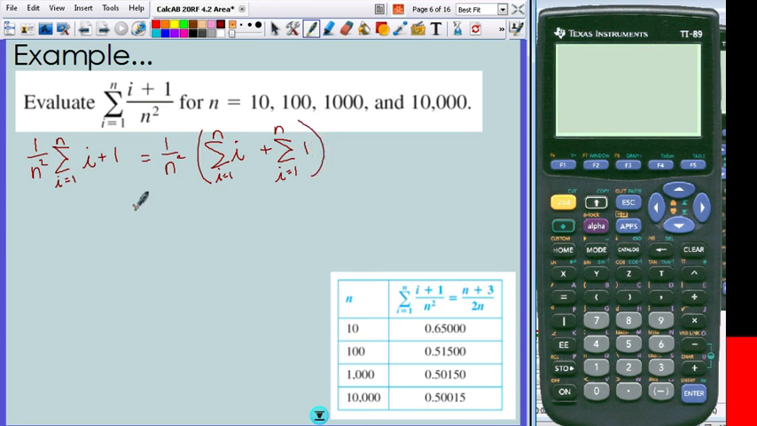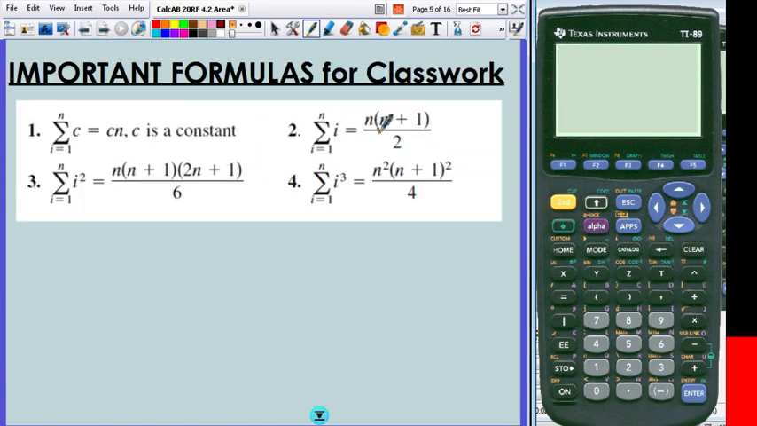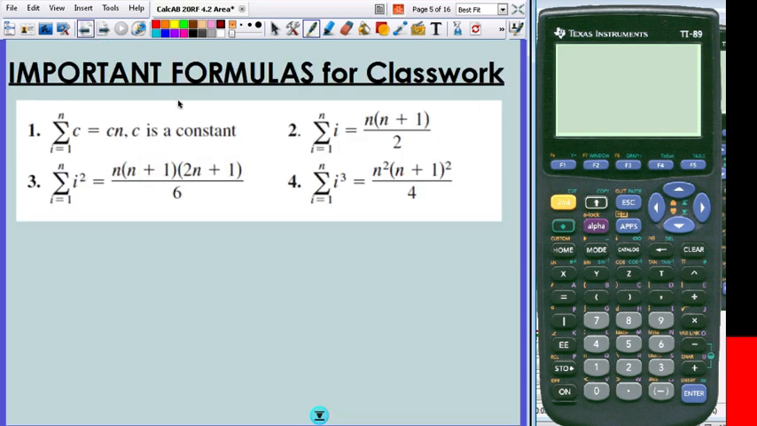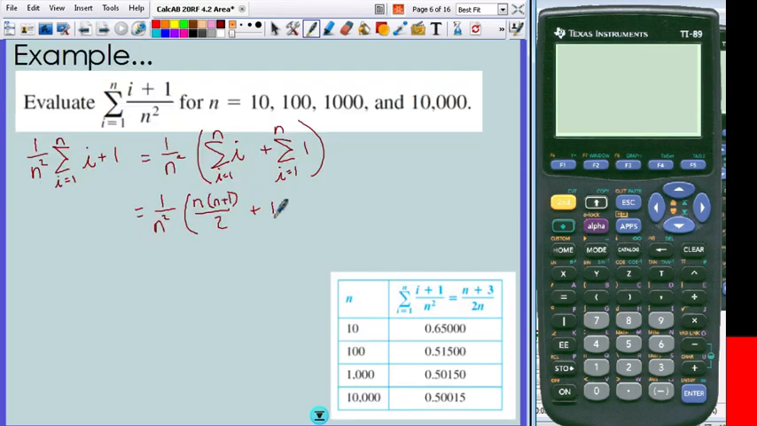All right, I'm going to go back and convert these. So i, going back to my formulas, the sum of i equals n times n plus 1 over 2. So I'm going to have 1 over n squared times n times n plus 1 over 2. Plus, when you have a constant 1 there, it's going to be constant times n. So 1 times n will be just n.